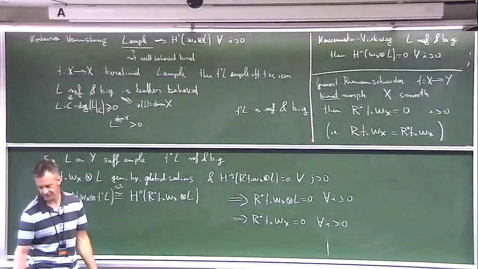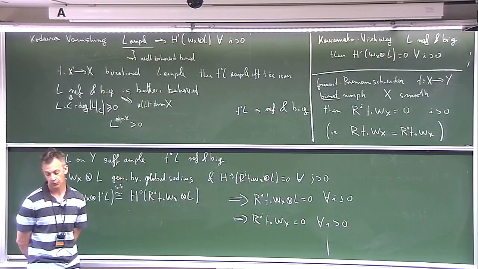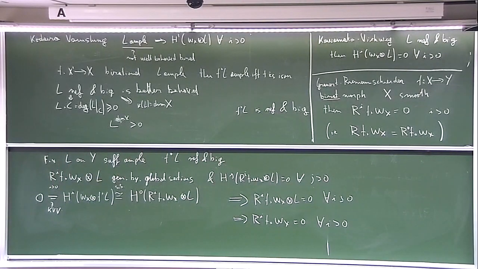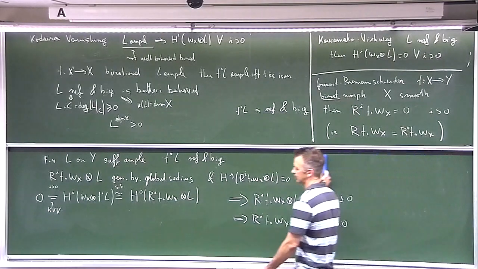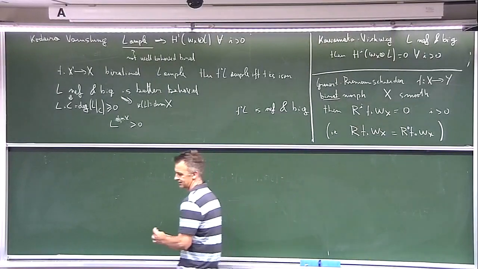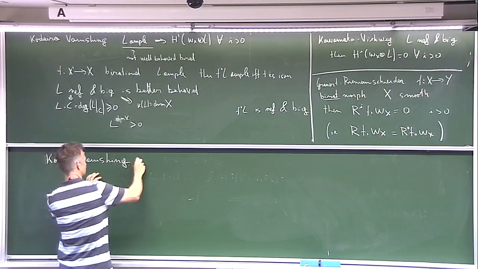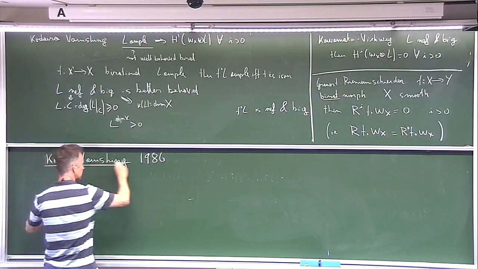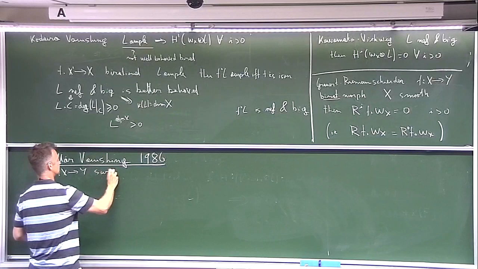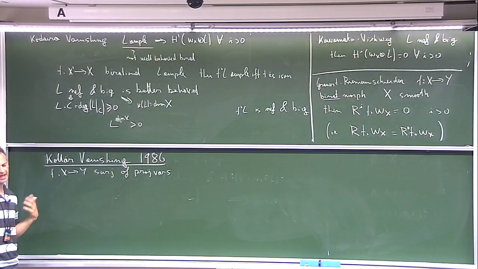So I'm nearly done with the vanishing results. The last result I want to mention will also play a role for us. This is known as Kollár vanishing, and dates back to around 1986. Probably Janos's first big results, as far as I'm aware. So what do we have here? We have a surjective morphism of projective varieties, and I'm going to assume that X is smooth, but Y doesn't have to be smooth.